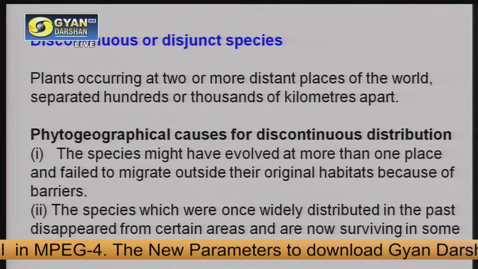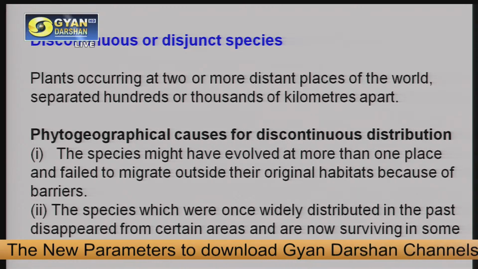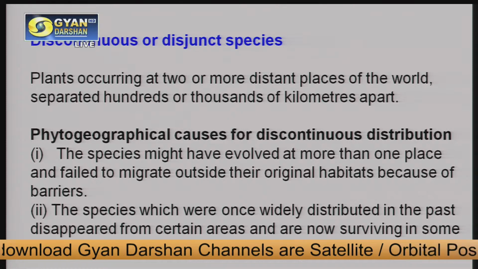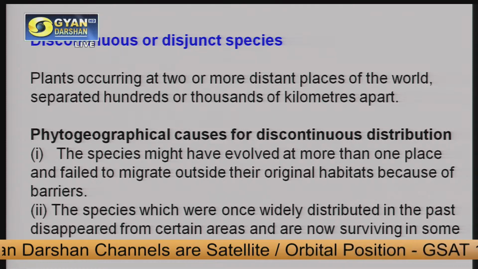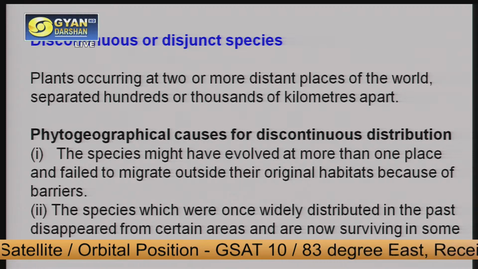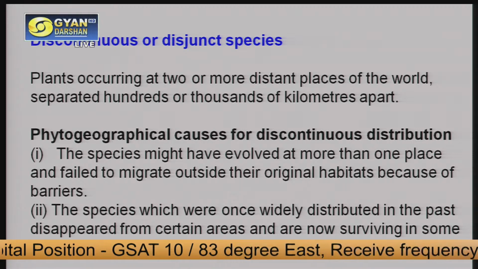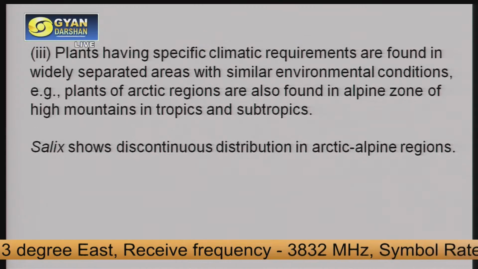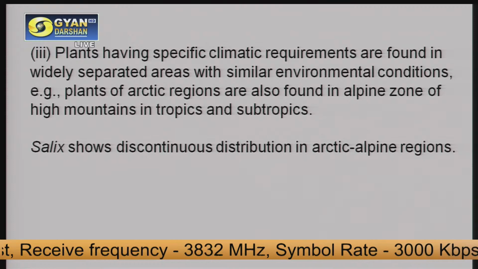The species might have evolved at more than one place and failed to migrate outside their original habitat because of a barrier. One factor can be a barrier again, like the endemism. Species which were once widely distributed in the past disappeared from certain areas and are now surviving in some distant pockets. This is one of the very, very important factors. I will come to this factor shortly.